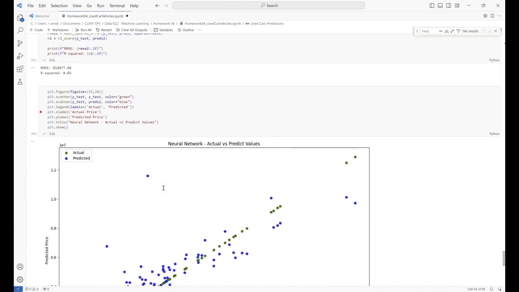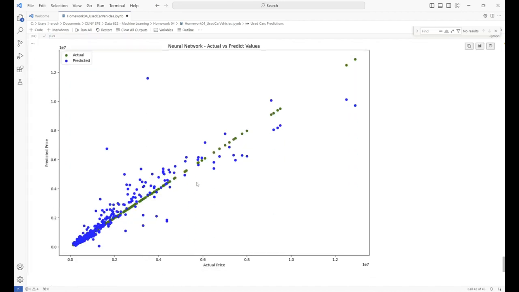And then a similar graph here, where I'm just showing the actual versus predicted values. I'm just giving a sense as to what the original values were, or the actual values in our y-test split, versus our predicted values.